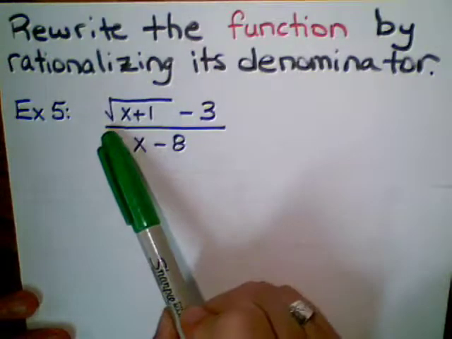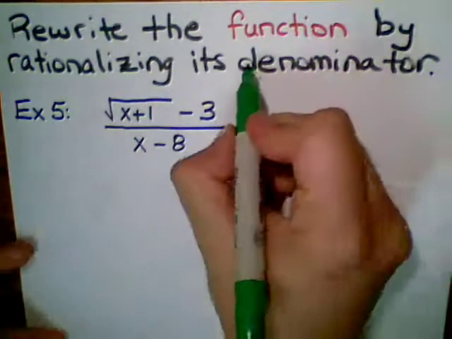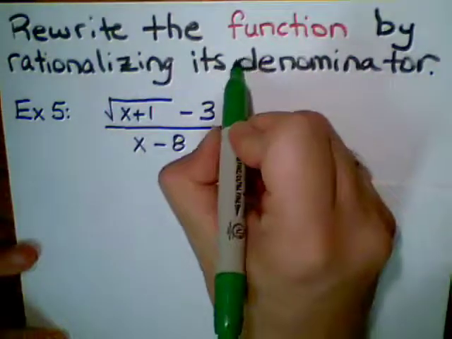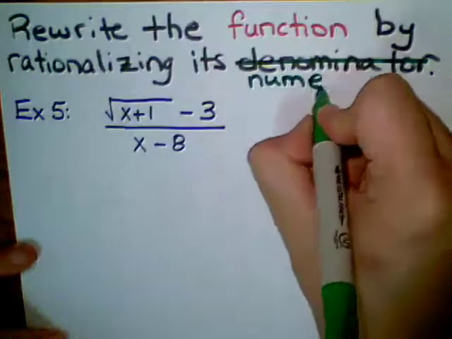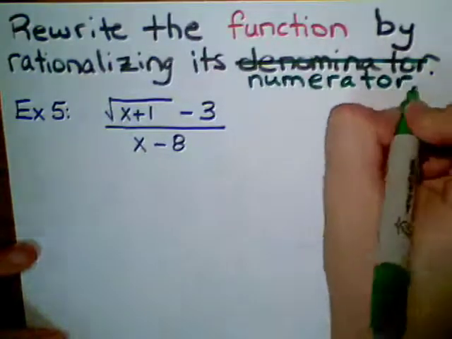Where we have a square root in the numerator. Oh, and I see I've made a... So this will be a different example. Neat. Okay. It'll actually be an opportunity to rationalize the numerator.